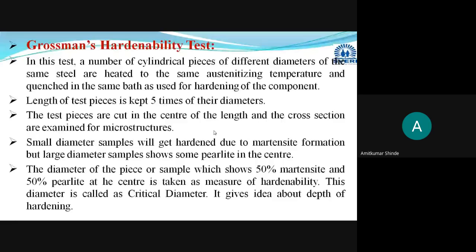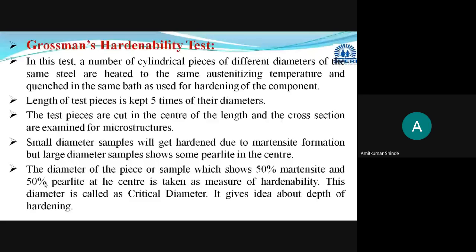And the particular sample which provides the microstructure consisting of 50% martensite and 50% pearlite will be termed the critical diameter. That will be the critical diameter. And from that we can understand how much depth of hardening can be obtained with that given steel sample. That is determined here.